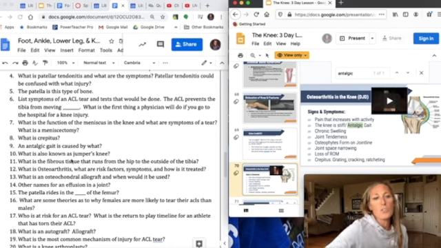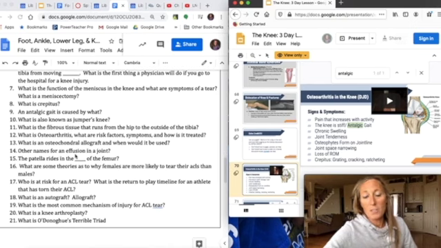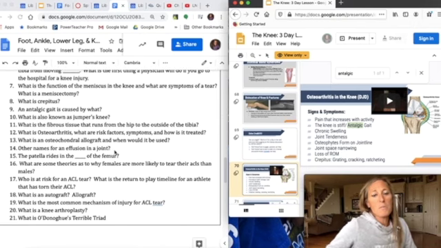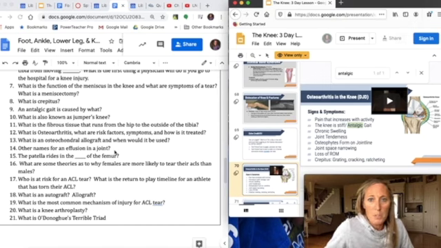What is also known as jumper's knee? We actually already had a question about this, but patellar tendonitis is also known as jumper's knee. You do not have to do a lot of jumping to get jumper's knee or patellar tendonitis. There are other ways that your patellar tendon may become inflamed. Other names for effusion in a joint. Effusion is just that swelling that happens in a joint. It's often warm to the touch after an injury, but effusion is swelling in a joint.